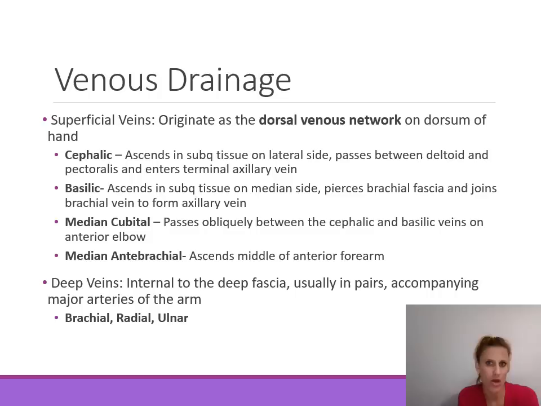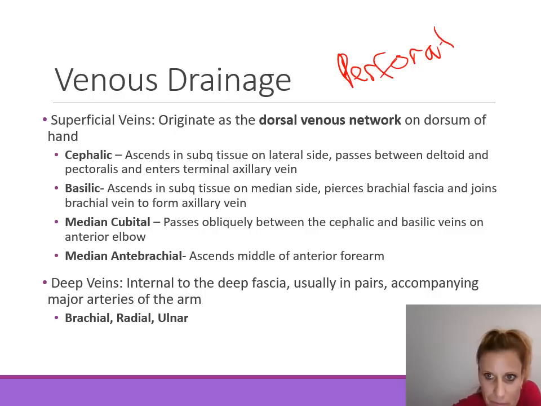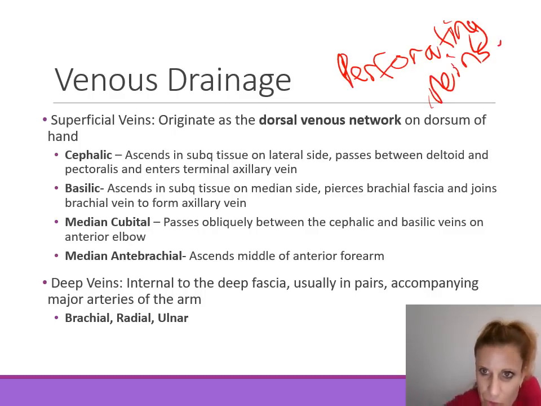Venous drainage from the arm comes from two major sets of veins: superficial veins that are superficial in the subcutaneous tissue, and then deep veins which are inside the deep fascia and run alongside the major arteries of the arms. These superficial and deep veins are interconnected with each other. Perforating veins connect the deep and the superficial veins.